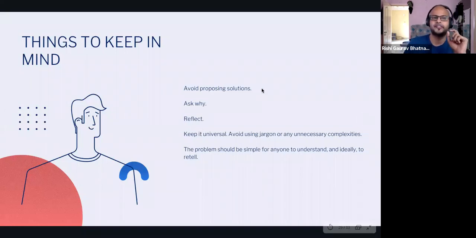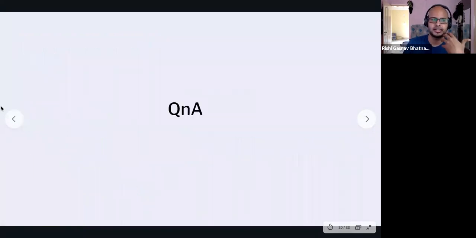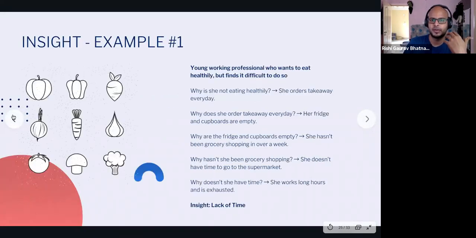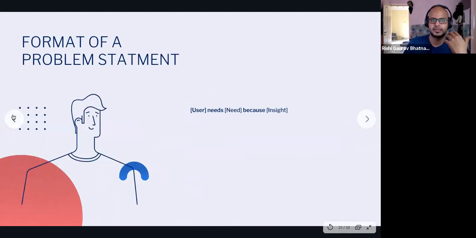To reiterate, we have to look at problem statements in a way where we avoid proposing solutions. We ask a lot of whys, we continue to reflect, we keep it universal, and our problem should be simple for anybody to understand and ideally retell. And what's the format of this? The format of a problem statement is: user needs, dash, because, dash. So the user needs this because there is an insight that we want to be solving for.